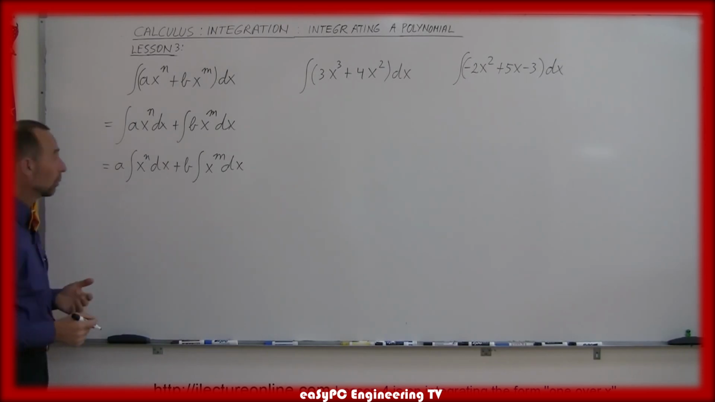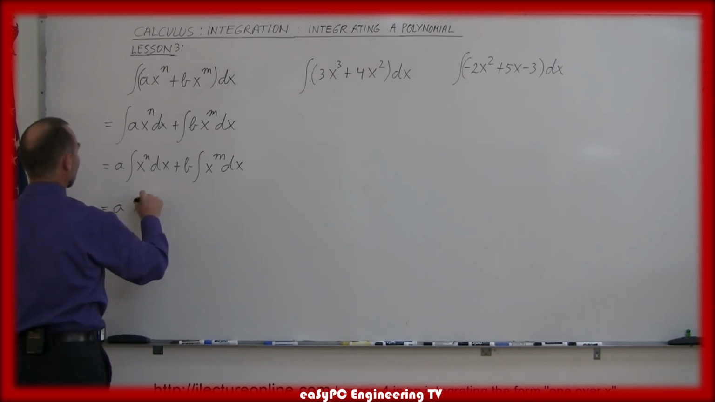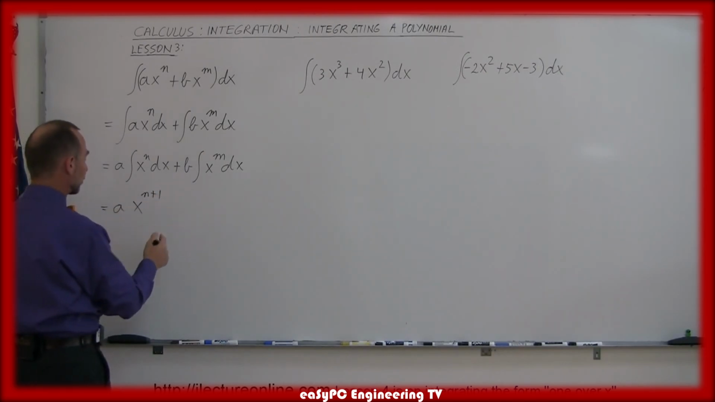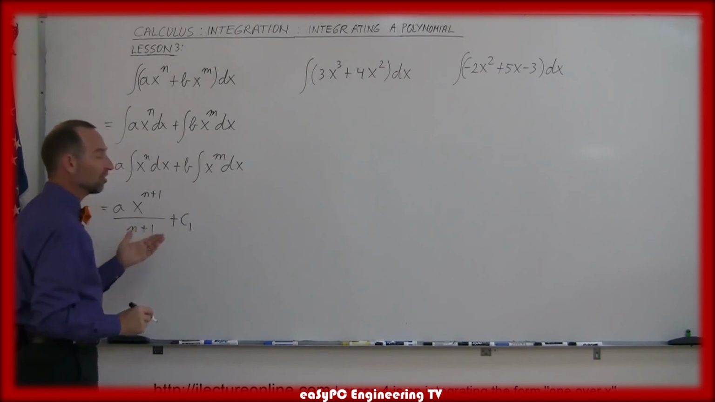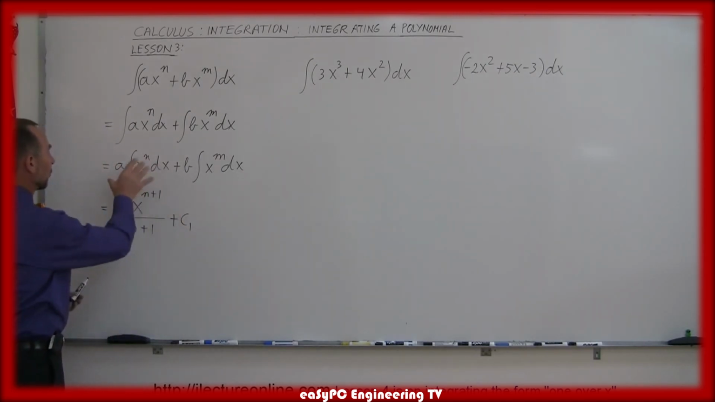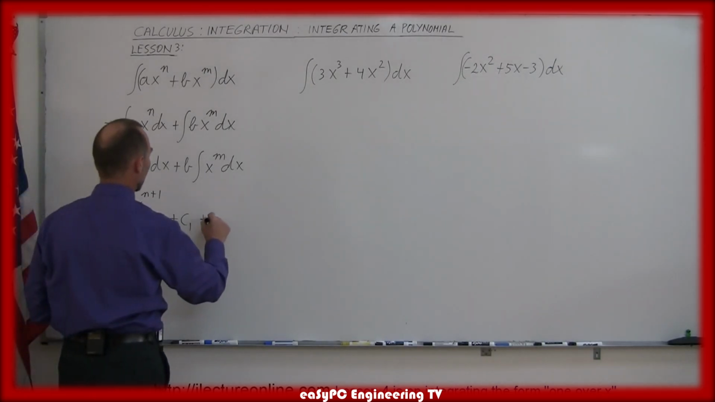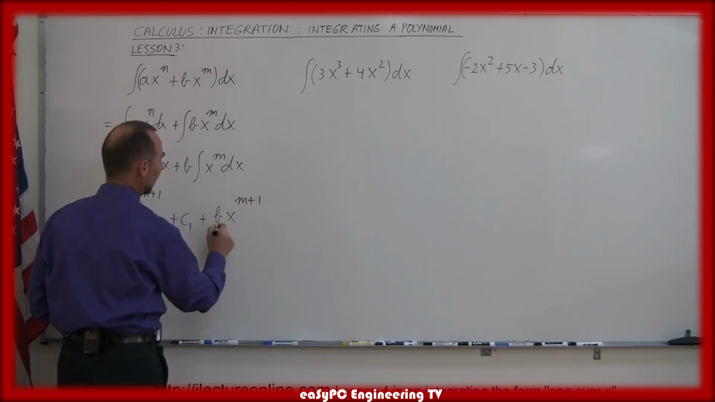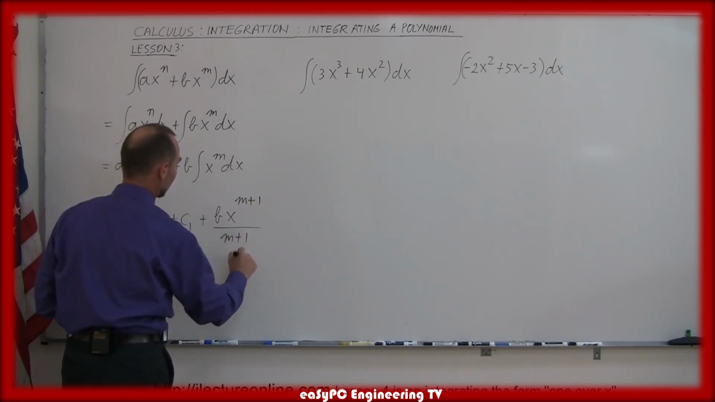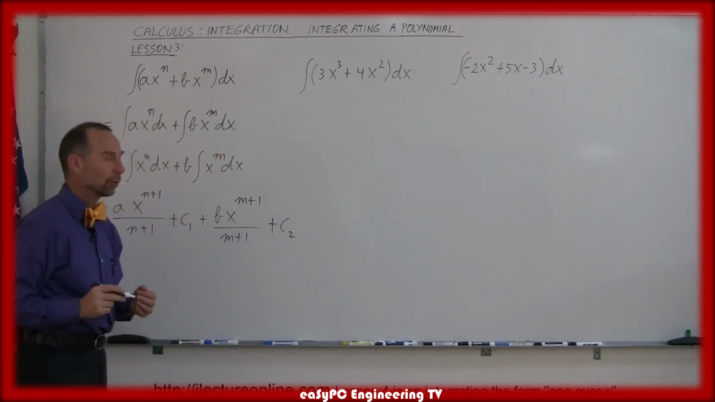Now we can apply the rule that we learned before. This is equal to a times x to the n plus 1: we add 1 to the exponent, divide by the new exponent, n plus 1, and then add a constant of integration. We'll call it c1, the constant of integration of the first integration. Then we do the same to the second one: plus b times x to the m plus 1, add 1 to the exponent and divide by the new exponent, m plus 1, and then add a constant of integration, which we'll call c2, for that integral.